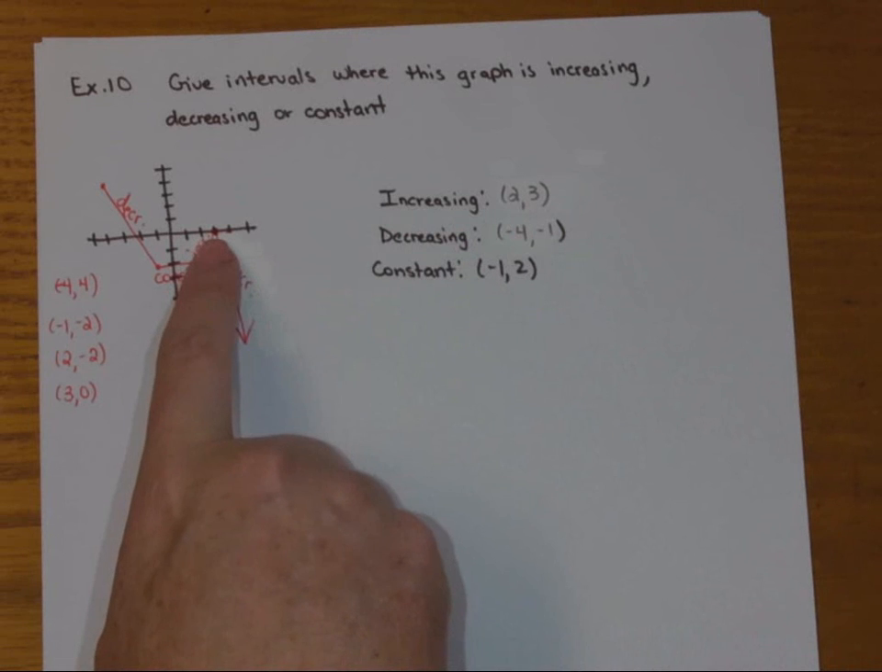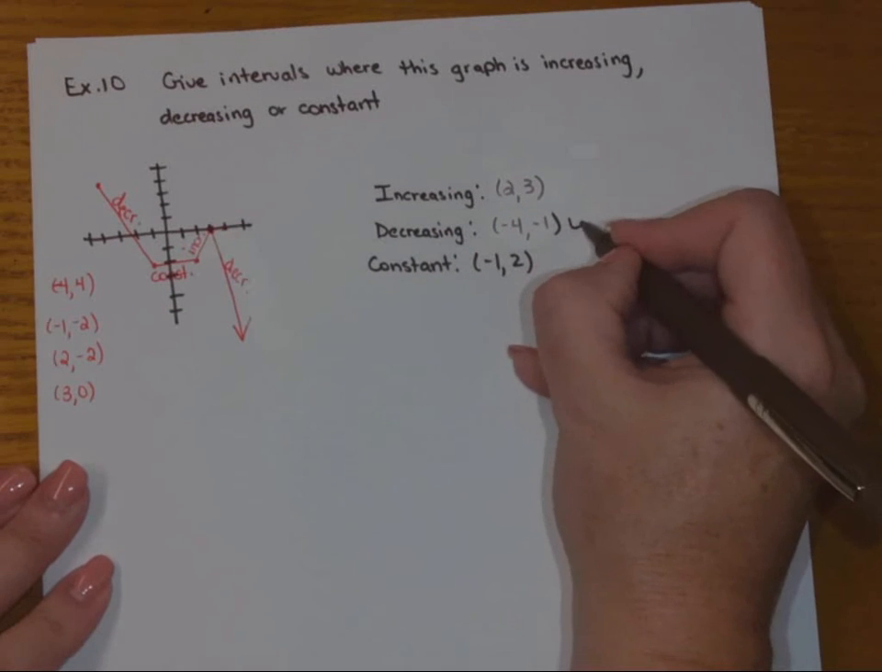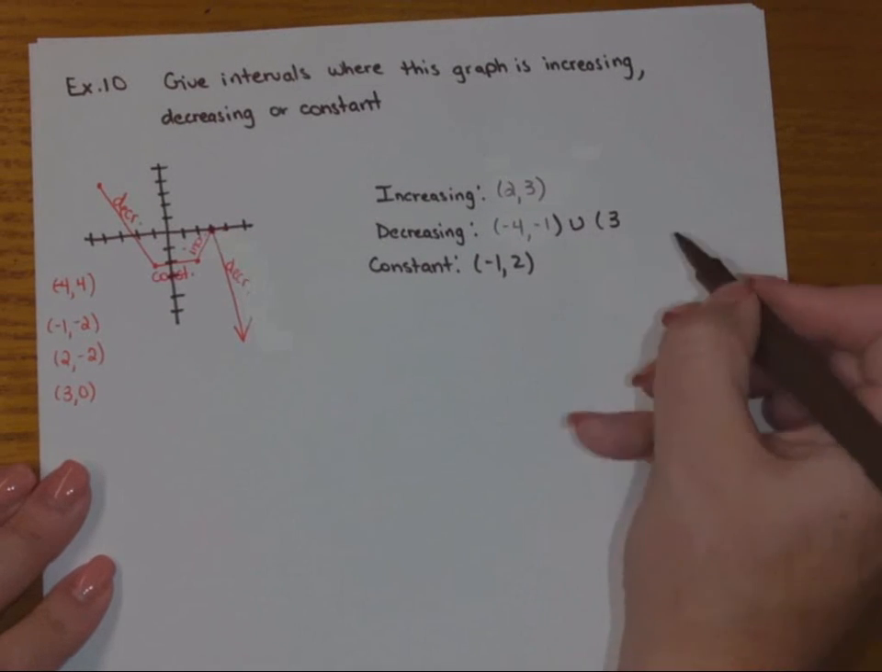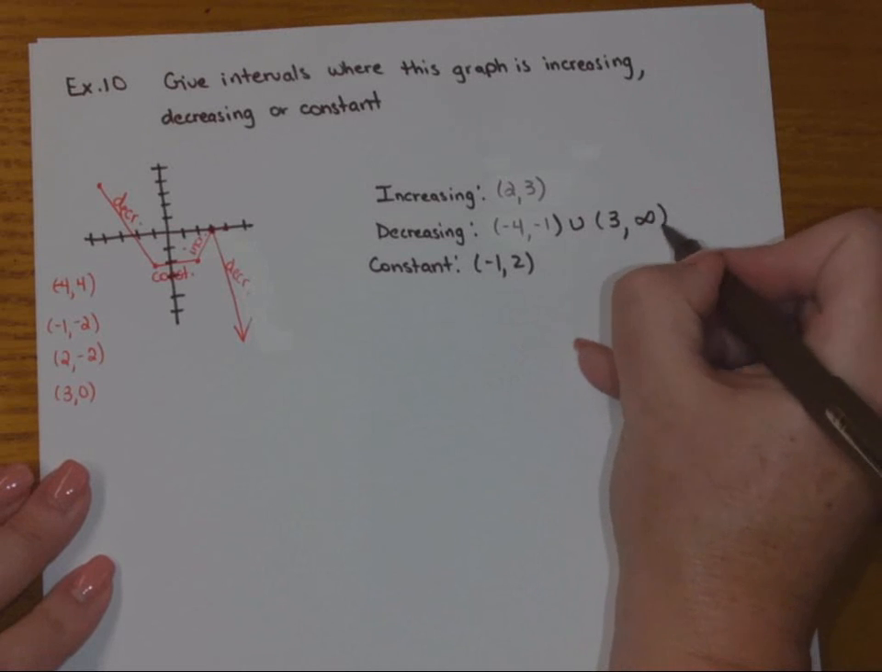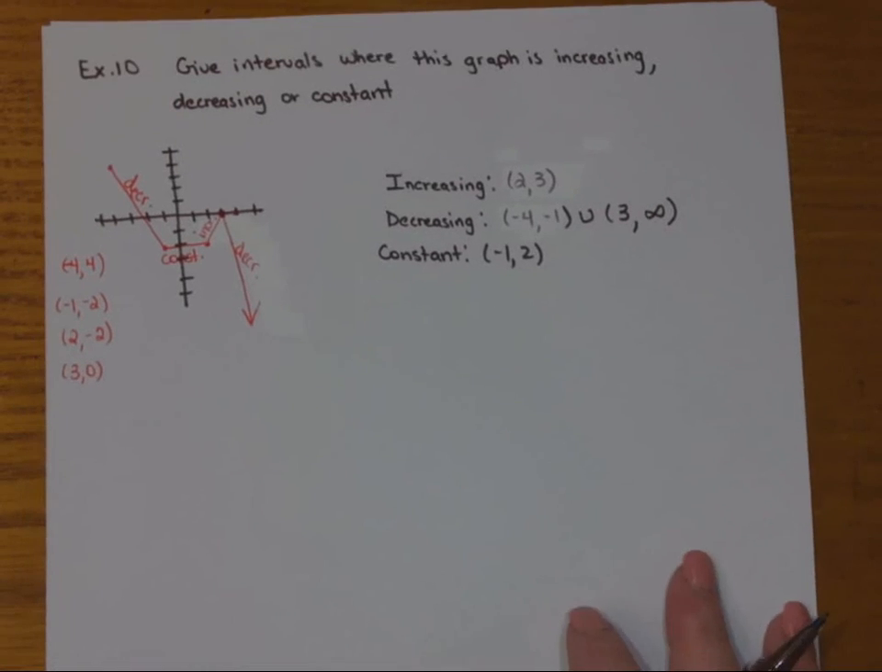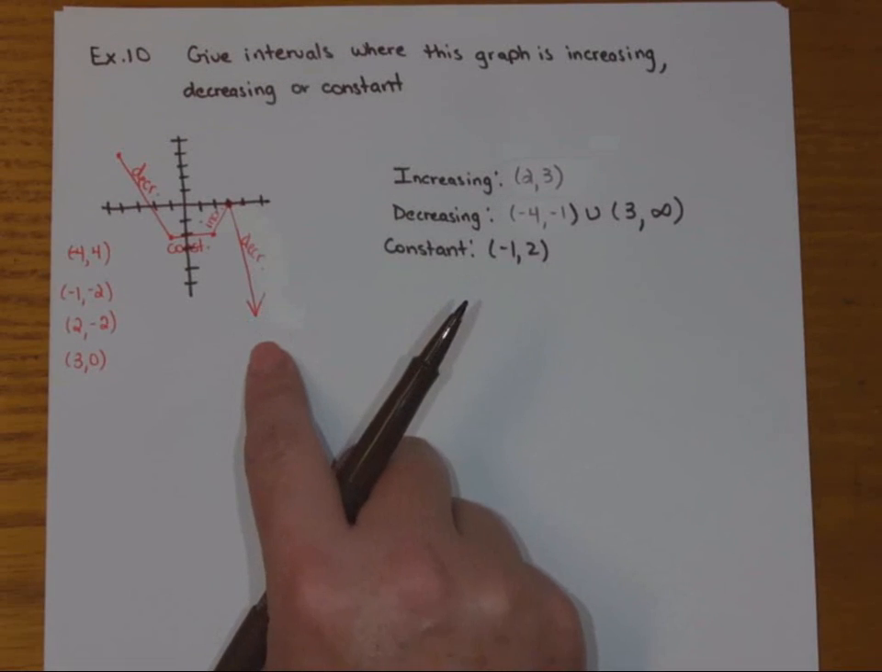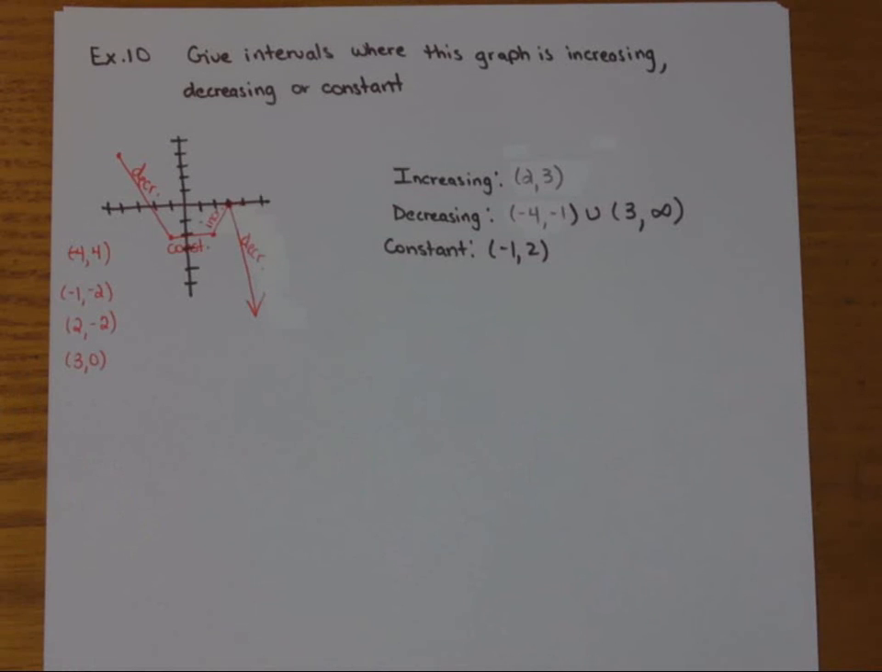And then notice it starts decreasing again. Okay, so we use the union symbol and it decreases from x equals 3 to x equals infinity. We don't use negative infinity because we don't care that it's going down. We care that it's going to the right forever. Okay, remember, we only care about x values here.